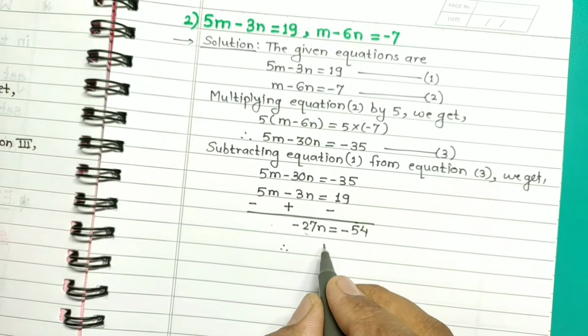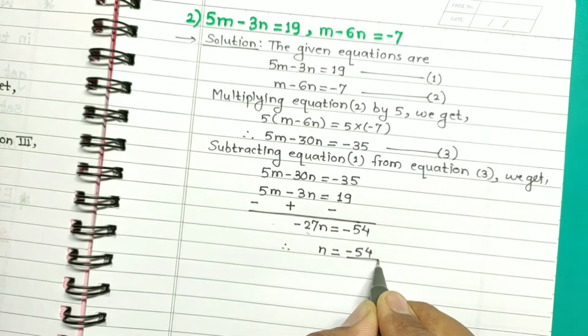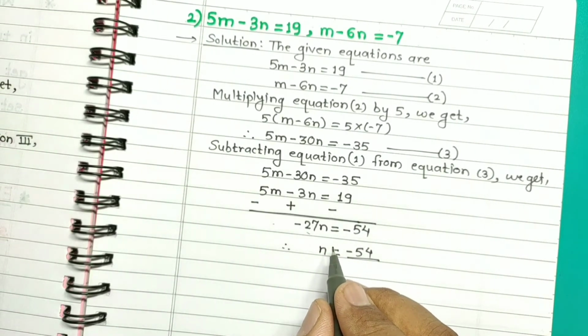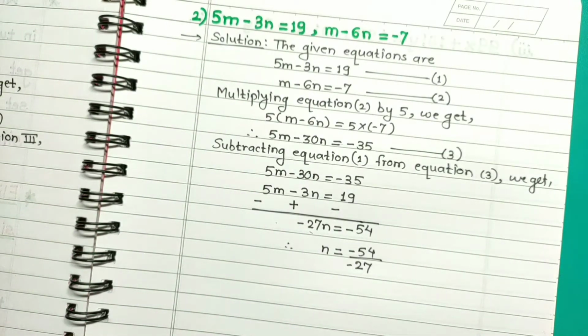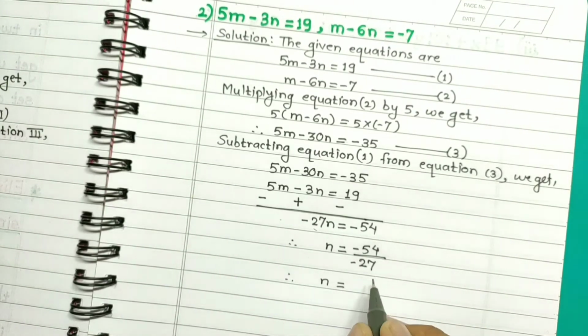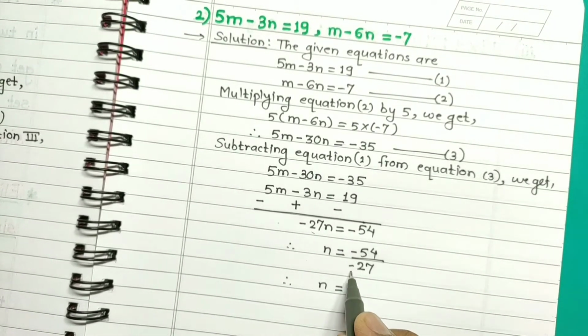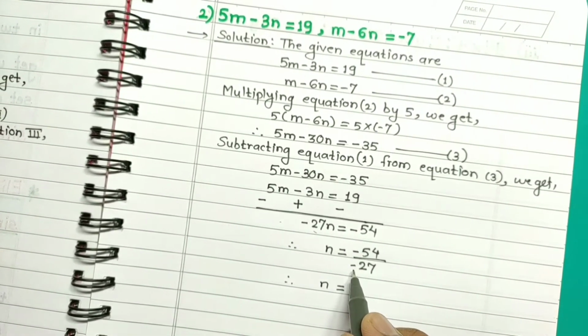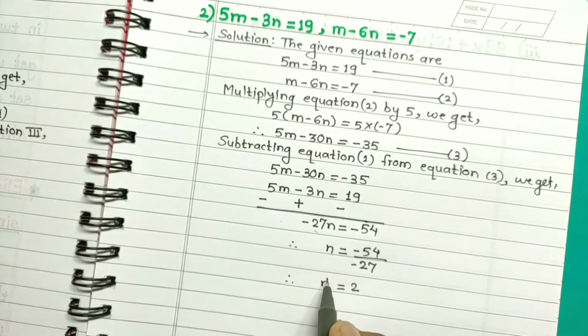So see, minus 27n is equal to minus 54. On shifting this minus 27 to the RHS, it will divide minus 54. Okay, so n is equal to, this minus sign gets cancelled. That means the minus 1 factor at the numerator and denominator gets cancelled, and 54 upon 27 is 2. So we have the value of n as 2.